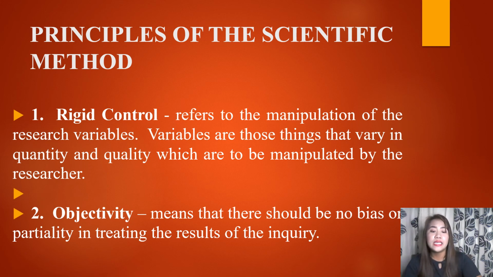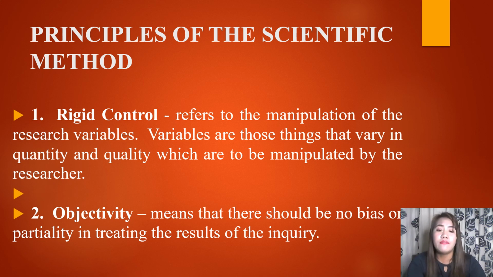And lastly, we have the principles of scientific method. So number 1 is rigid control. What do you mean by rigid control? It refers to the manipulation of research variables. Variables are those things that vary in quantity and quality, which are to be manipulated by the researcher. So when we say rigid control, it is strictly observed and adheres to a rigid schedule, and you should be firm, precise, and accurate with regard to your manipulation of your study or variables.